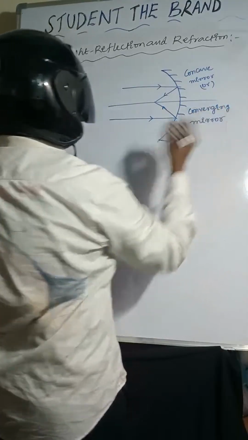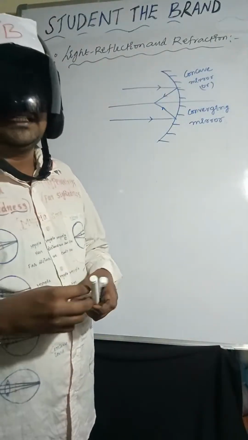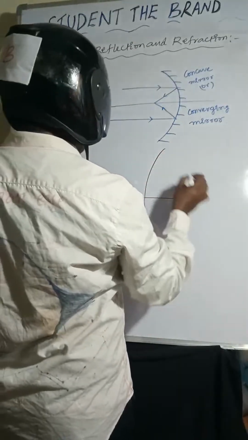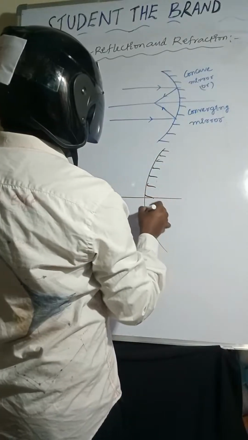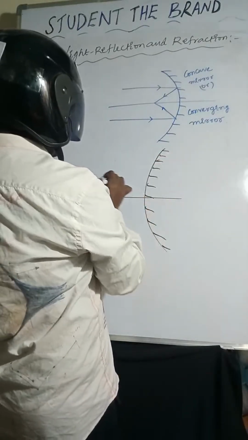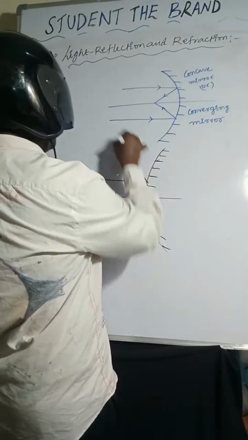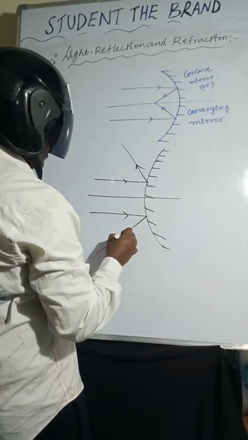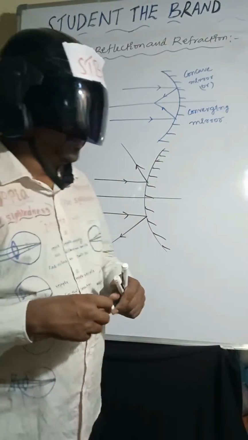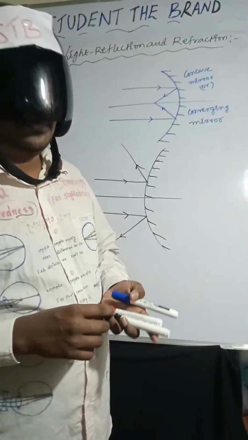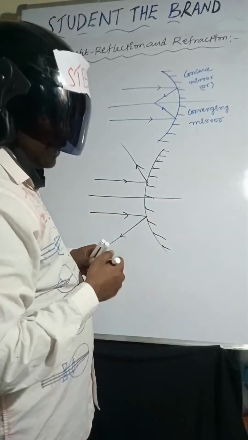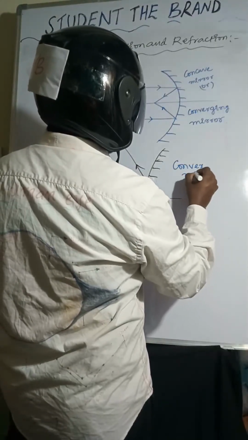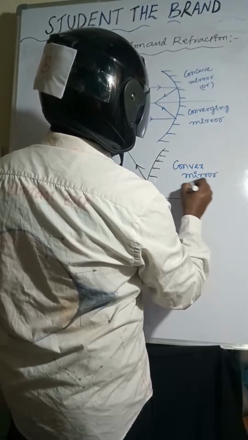Whereas convex mirror is called diverging mirror. So you can see here, after reflection, light rays are moving away, like this. So concave mirror is also known as converging mirror, whereas convex mirror is also known as diverging mirror.